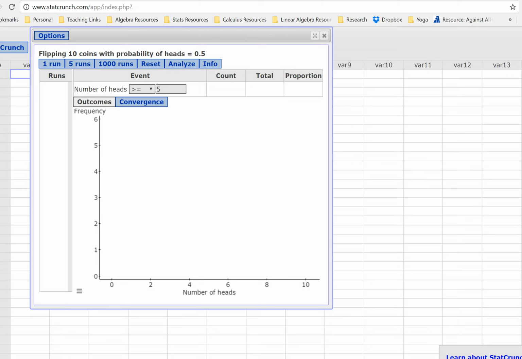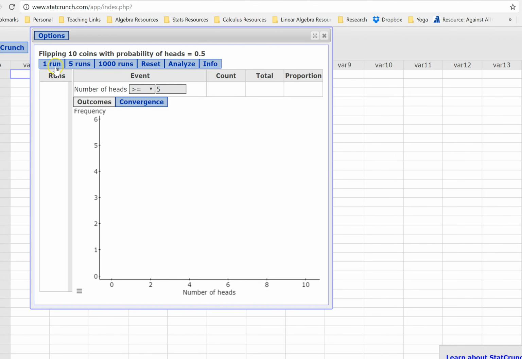The last topic that's on the exam, the only thing we haven't seen yet, is this normal approximation to the binomial distribution. So it turns out our binomial distribution, well, some things happen when our sample size gets large. So I have open here StatCrunch with an applet that's going to show us what happens if we flip 10 coins with a probability of heads equal to 0.5.